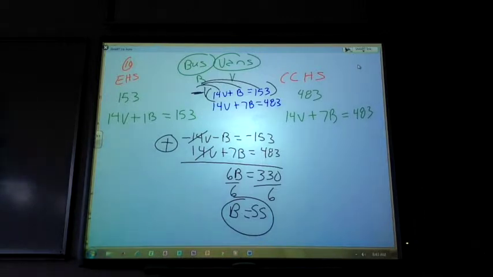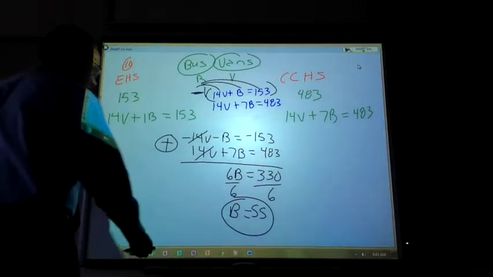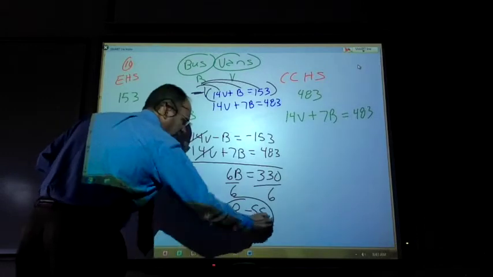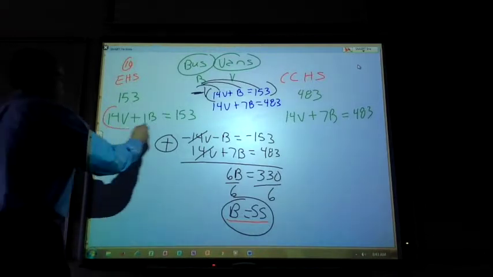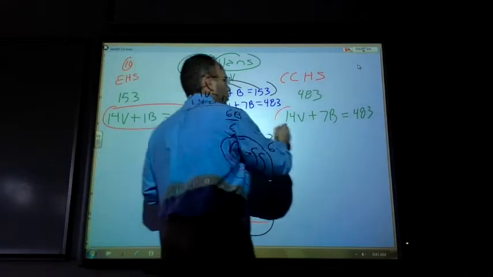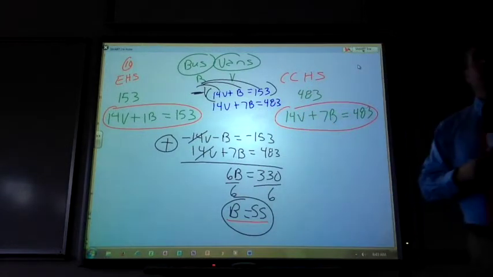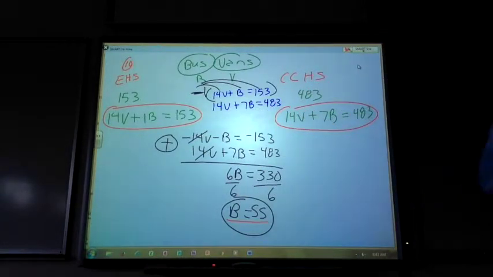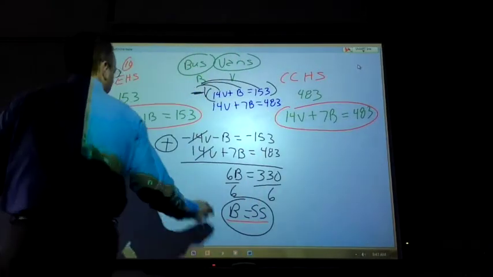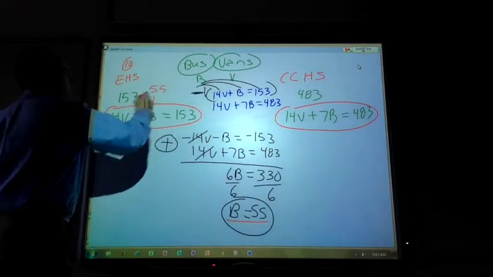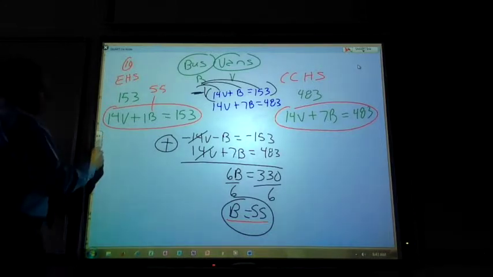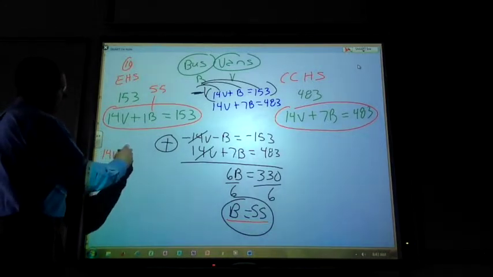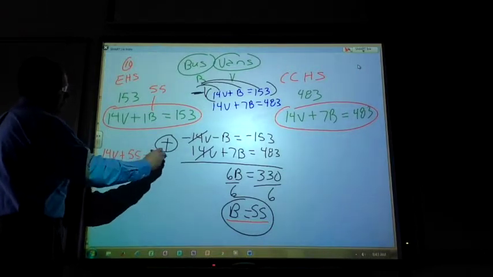Brenna, I now want to figure out how many the vans are going to cover. So if I know that my buses take 55, I need to plug it into one of the equations. So I need to plug it into this one or to this one. Your choice, left or right? Left, I like it. So B is 55. I'm going to plug 55 in right there. 1 times 55, same thing as 55, right? So I get 14B plus 55 equals 153.